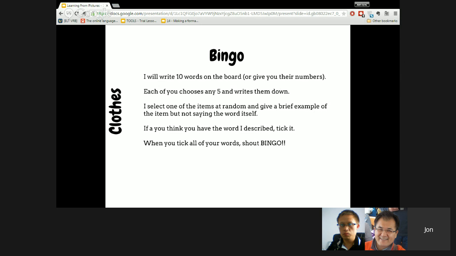This item of clothing is worn as a support. It's worn under the clothes, and it supports an important part of your anatomy. The next item. No one has bingo yet? Oh my God. The next item of clothing.